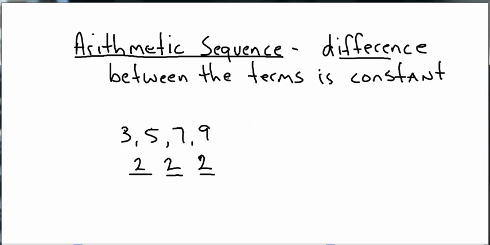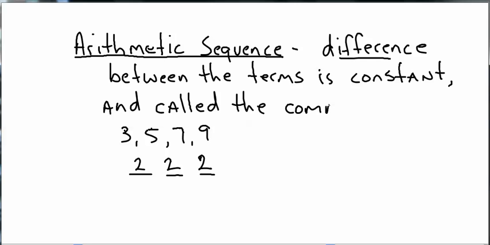The difference between the terms is constant and called the common difference. So what's the common difference in this sequence? 2. Good.